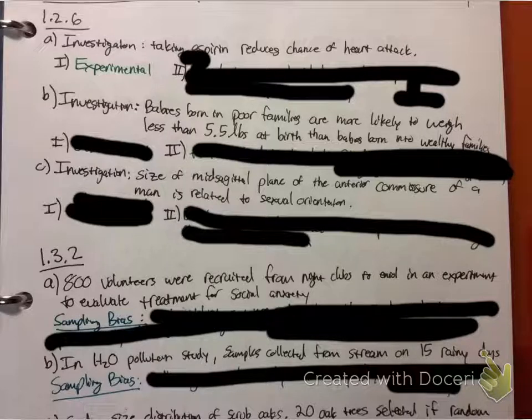So if you can notice, here's an investigation about whether taking aspirin reduces the chance of getting a heart attack. What kind of study would that be? That would be an experimental study, because that would be the best way to observe it. Doctors have to have a control group, where they give a placebo pill. That would be part of the control group of the experimental study, and then they actually give the aspirin to the experimental group to see if it really does reduce the chance of heart attack.